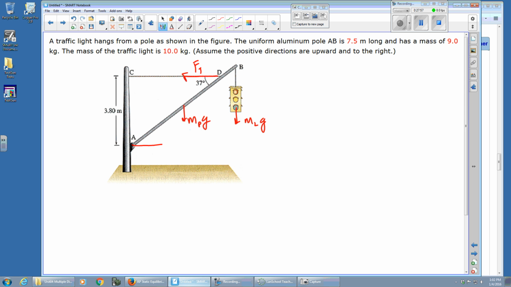Given that, I'm going to say that there's going to be a normal force in the x direction that way. How do I know it's coming out that way? And there's going to be a normal force in the y, and I'm predicting that it will also be upwards. We good?